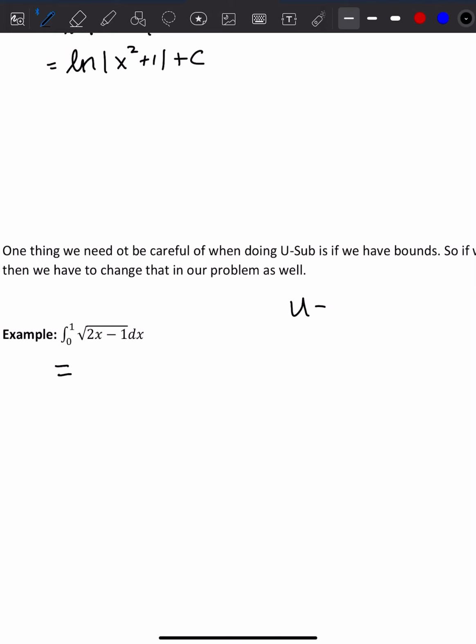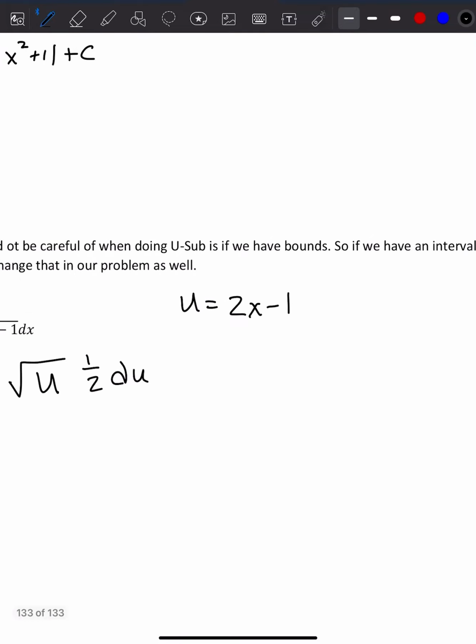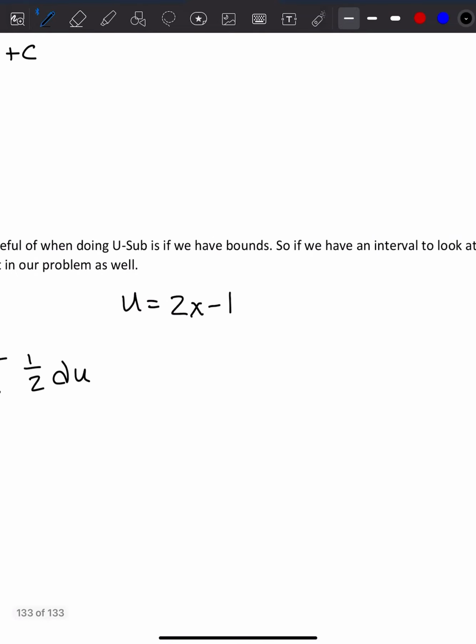We said u was equal to 2x minus 1. So I know that I'm looking at the integral of the square root of u, and then I'm going to pull stuff from that last problem. We get that 1/2 du. Okay, but an indefinite integral and a definite integral are not the same. An indefinite integral is talking about the area under the entire graph versus a definite integral, which is only looking between 0 and 1. So I need to make a lower bound and an upper bound.